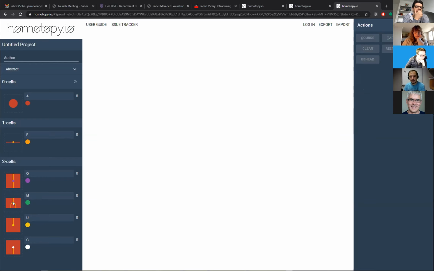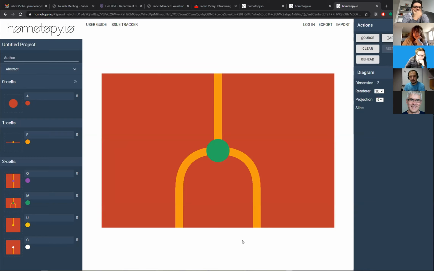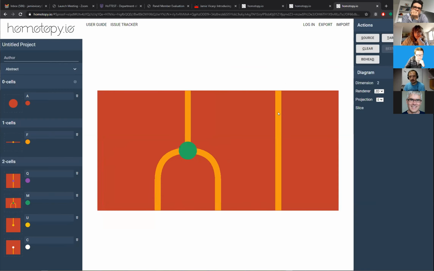So now we can start to compose these guys. Maybe I could start with M. I can click on the left and the right to whisker with a 1 cell. The only 1 cell is F. So if I click on the left and right, it will compose with another wire.